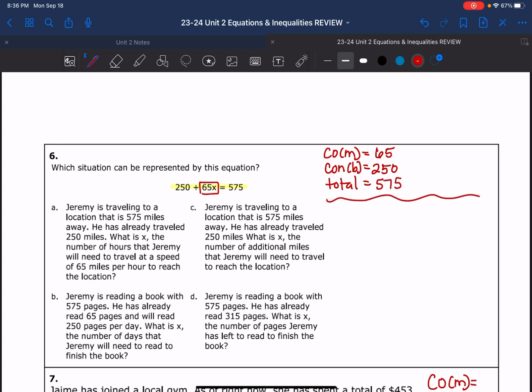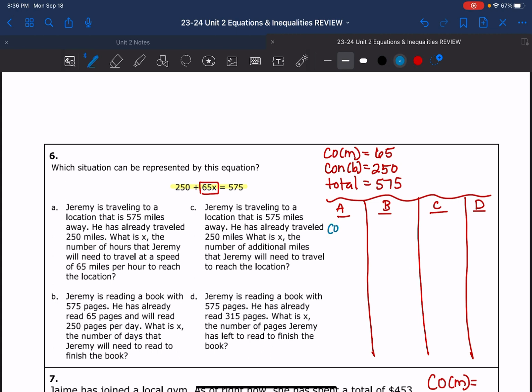All right, now that I have those 2 or 3 things, okay, I'm going to come over here and I'm going to make 4 of these, okay? Now here's why I'm doing this, okay? This is going to be answer choice A, answer choice B, C, and then D, okay? All I'm going to do here is write co, con, and total, okay? So let's look at A.